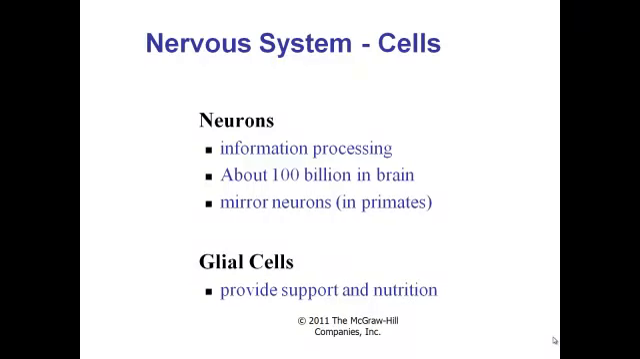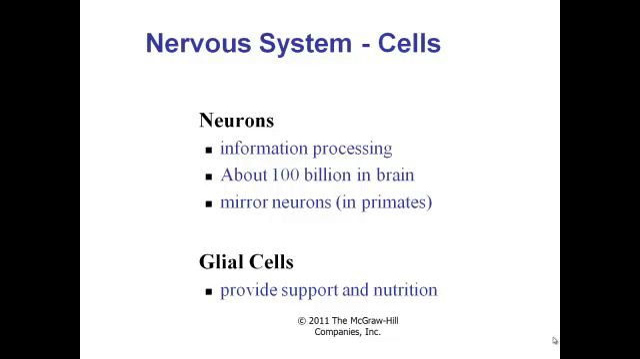Okay, now let's take a look at the nervous system at the cellular level. We want to take a look at how an individual neuron works. Well, first, the neuron, again, that's the nerve cell. That's the individual unit of the nervous system. There are about 100 billion of them in the brain. There are a lot of neurons in our body.